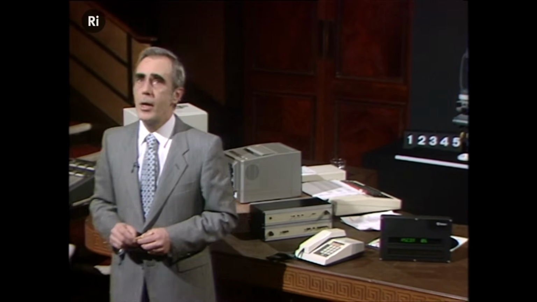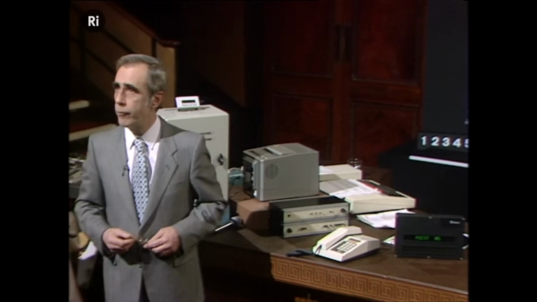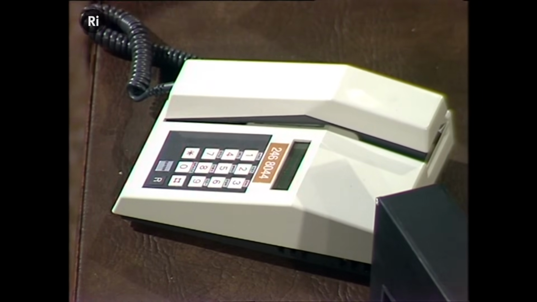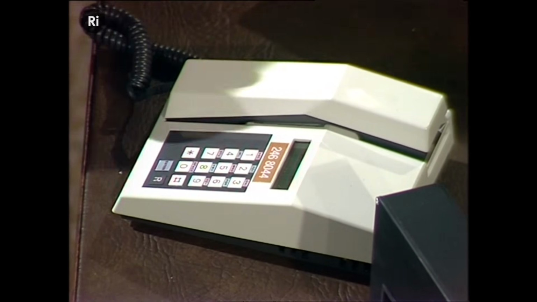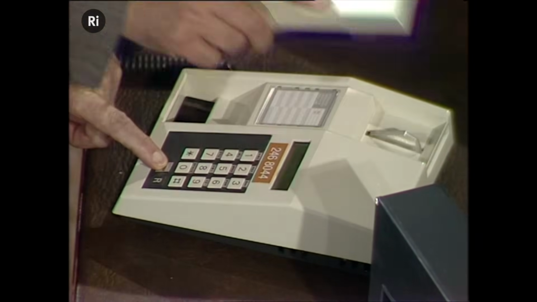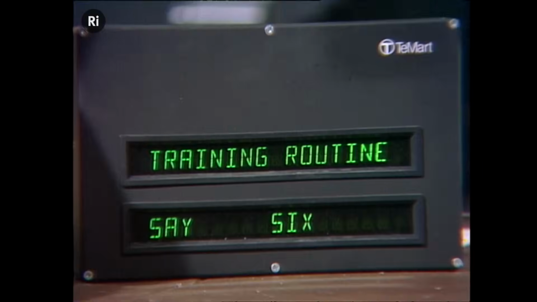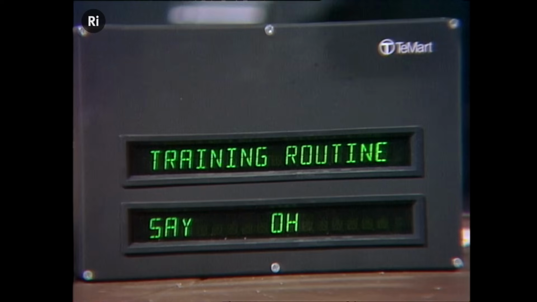British Telecom have also given us a device that shows how you can make telephone calls using the voice alone. Here is the telephone. I have to program it myself to recognize my voice. 0, 1, 2, 3, 4, 5, 6, 7, 8, 9, 0, mistake, stop.